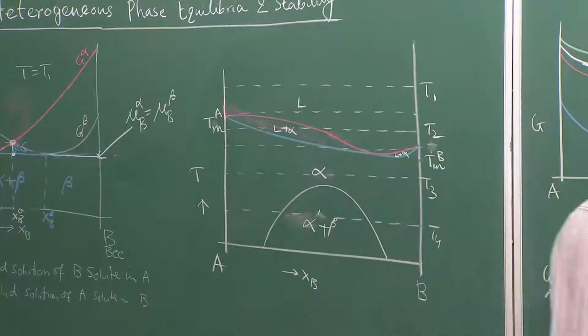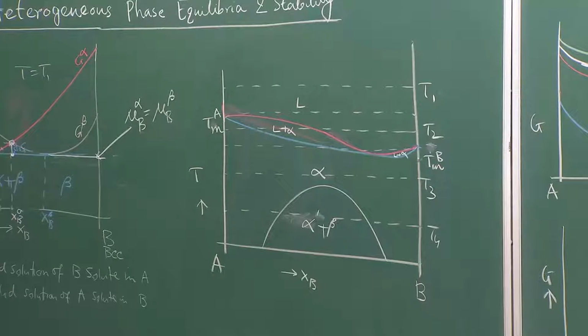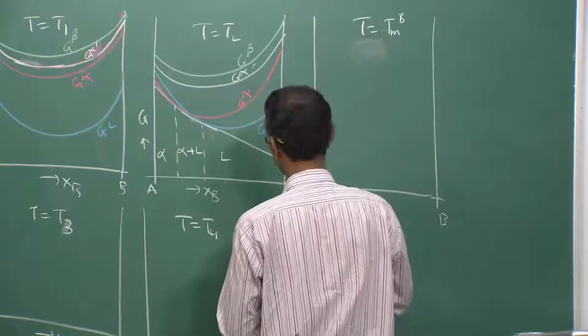So therefore it will be a little bit different. How will it be? It will look quite interesting. Let us see how we can draw it. Liquid is stable only for a small composition range. Alpha is stable, so let us draw for the alpha.